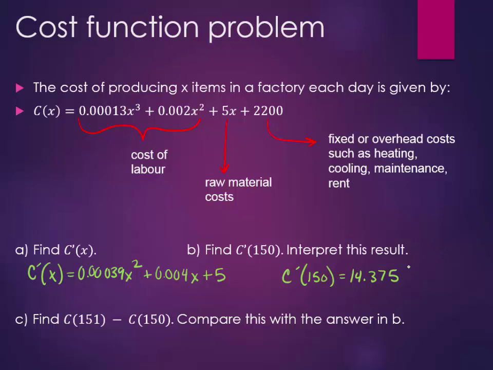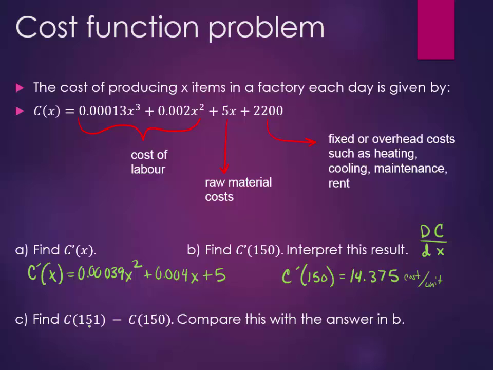So we are talking about dC over dx. So it would be the cost per unit. The cost per unit. Okay?